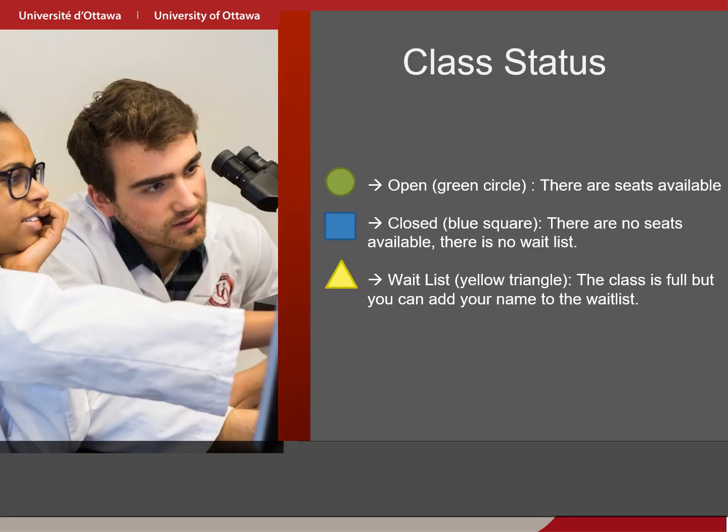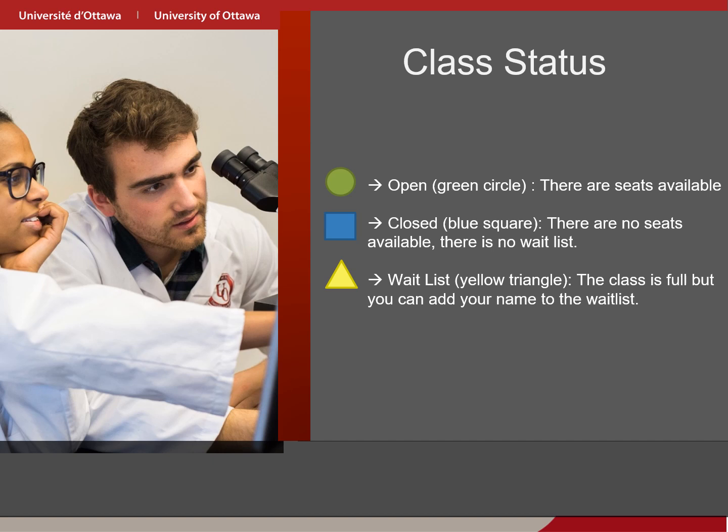While you are enrolling, you will notice symbols next to the class results. These represent the status of the class, whether it be open, closed, or waitlisted. A green circle means that there are some seats remaining open in the course. The blue square means that there are no seats remaining open and there is no waitlist. And the yellow triangle means that while there are no more seats left in the class, there is a waitlist that you can join. The waitlist is an automatic process where if someone drops the course and you're next in line to take their seat, you're automatically enrolled into their spot.